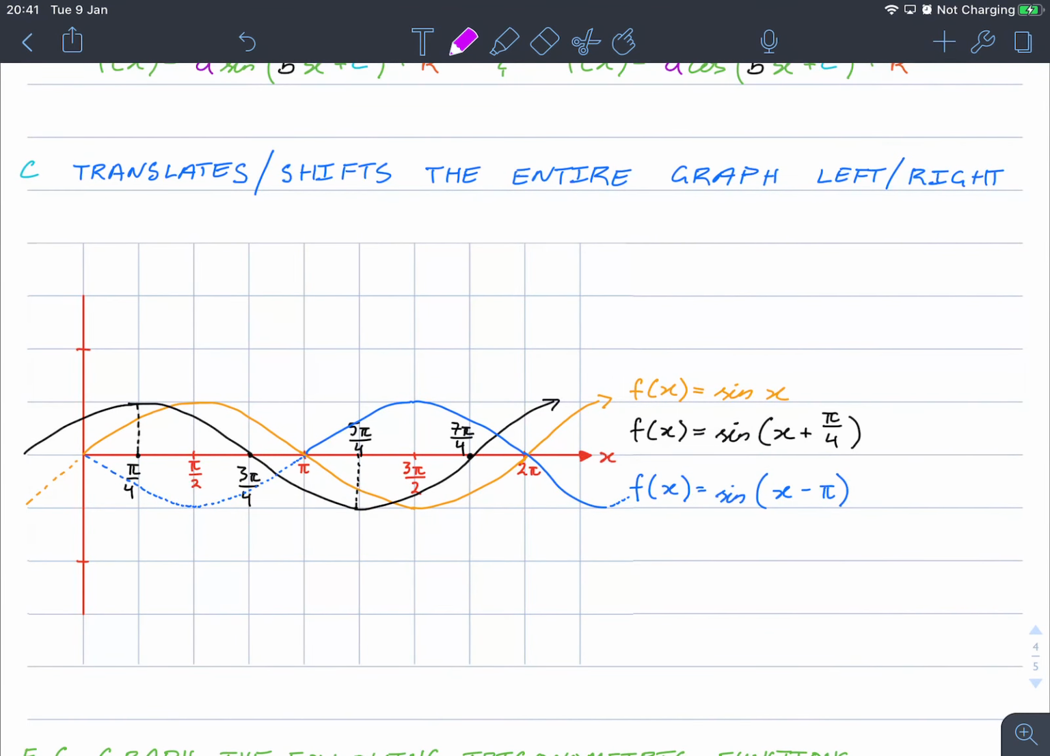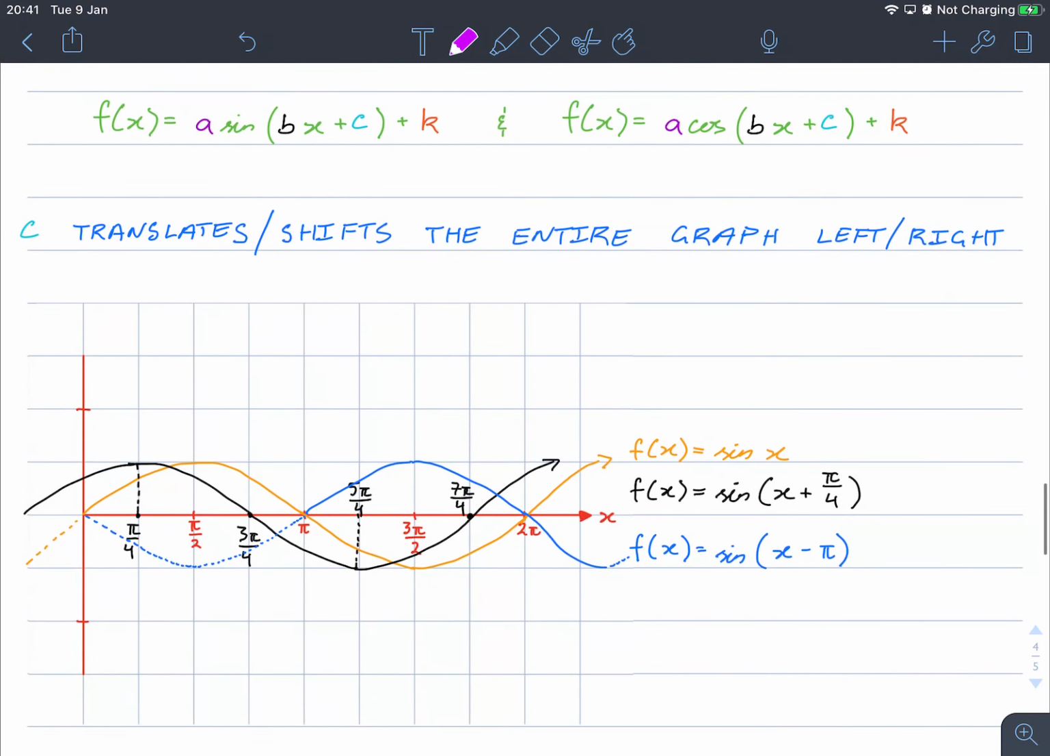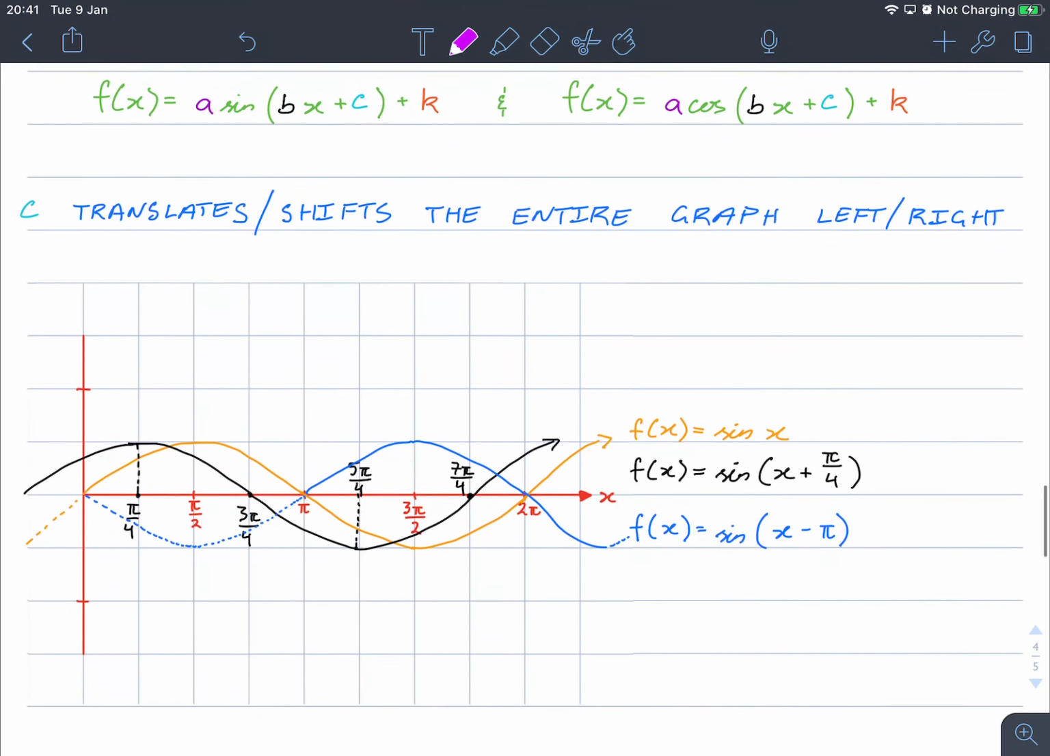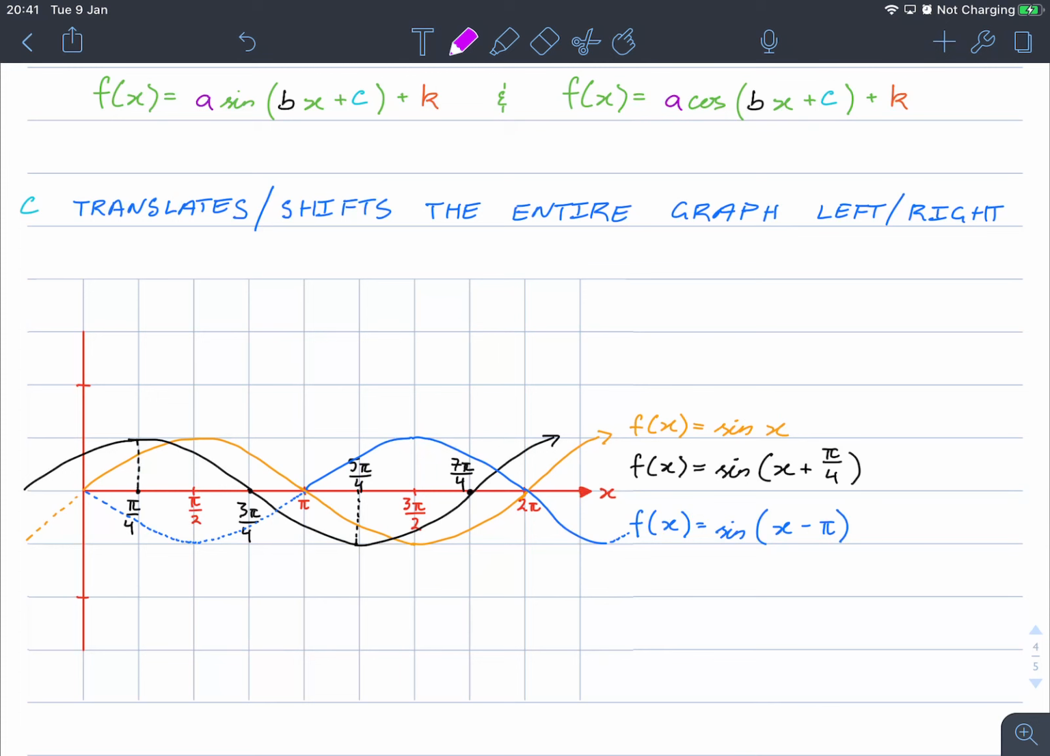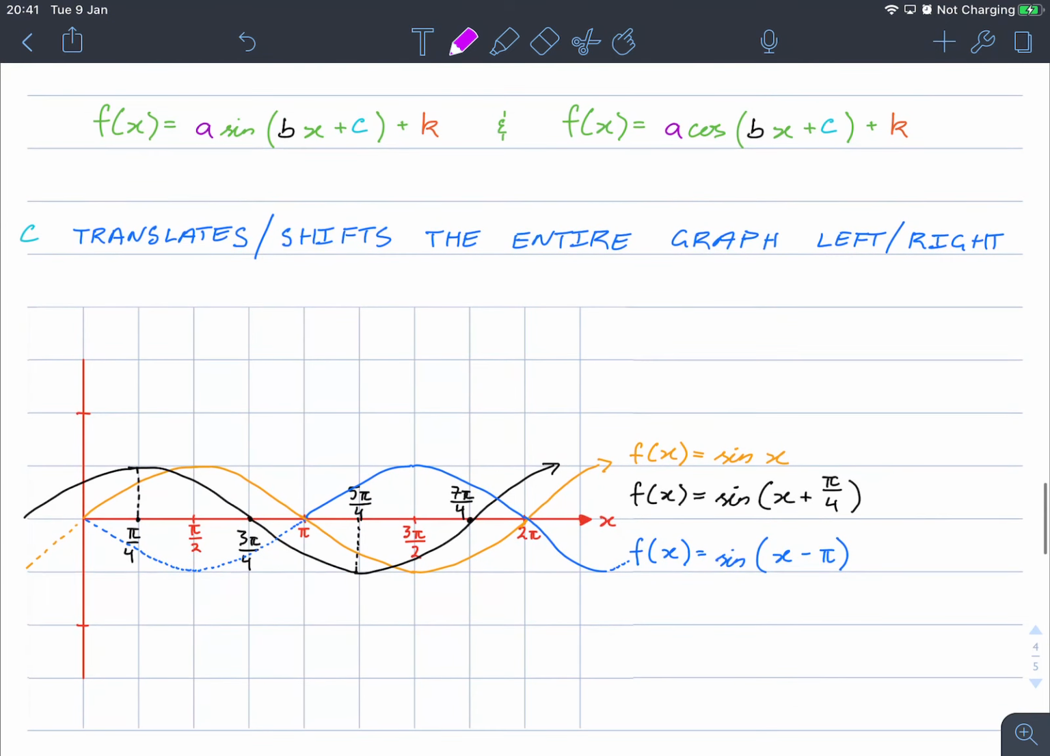Okay, so I hope you're starting to see a pattern happening with the 3 different values of A, B, C, and K. This video is starting to get very long. Hope that gave you a quick insight. I'll do a few examples in the next video to come.